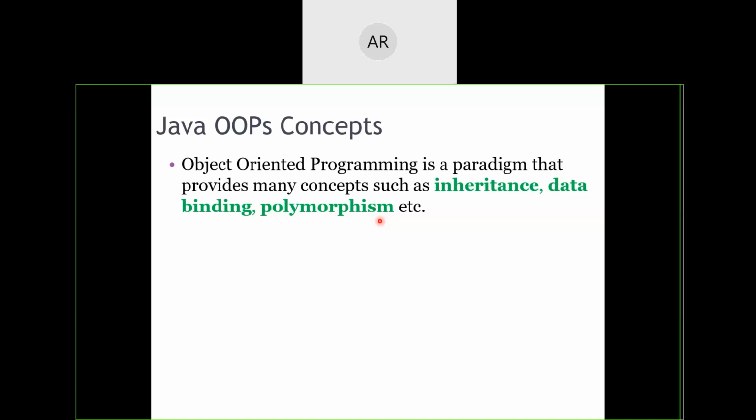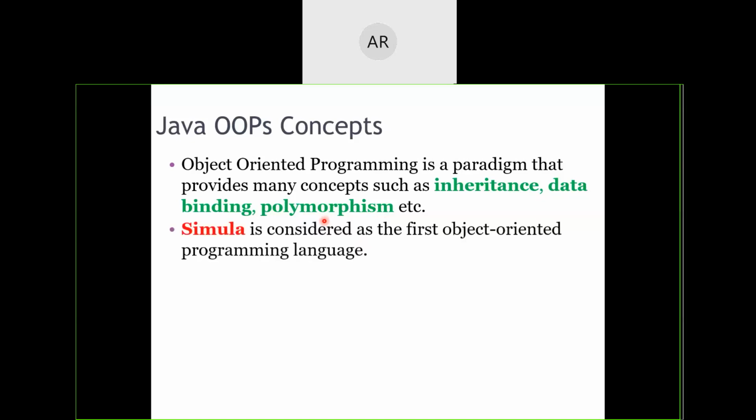So there are certain features which will exhibit more than one particular state or action. That is called polymorphism.